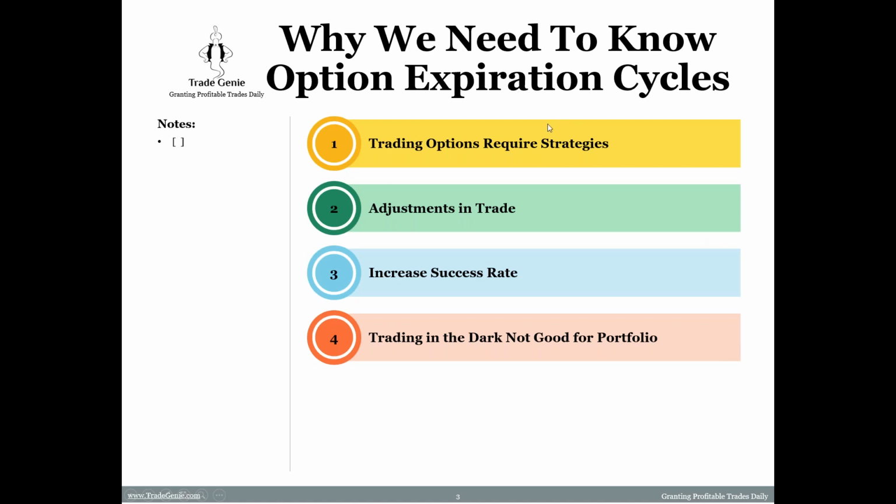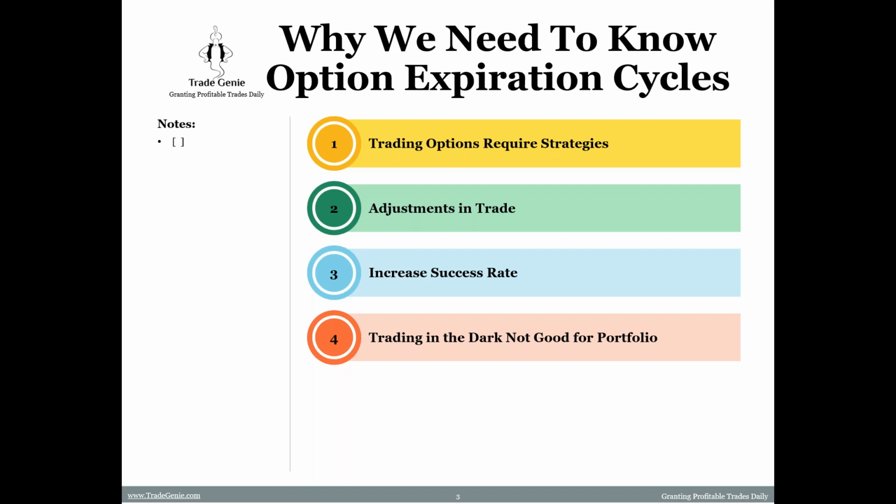Okay, so why do we need to know option expiration cycles? Because when we trade options, it requires a strategy. If we understand the different kinds of option expiration cycles, it helps us adopt the proper strategies. We may need to adjust our trade. So knowing which expiration cycle this stock belongs to, and what month will open after this one as the expiry month comes up.